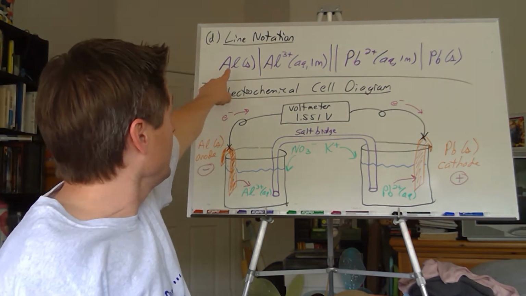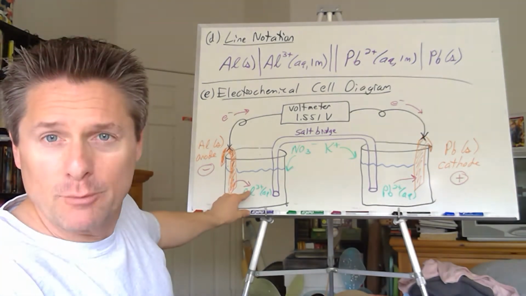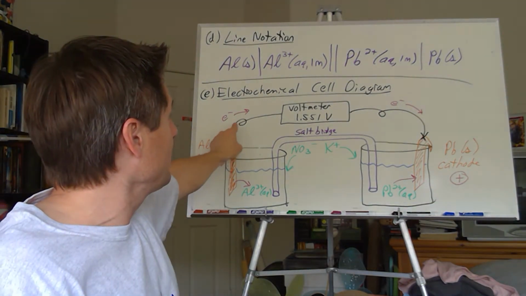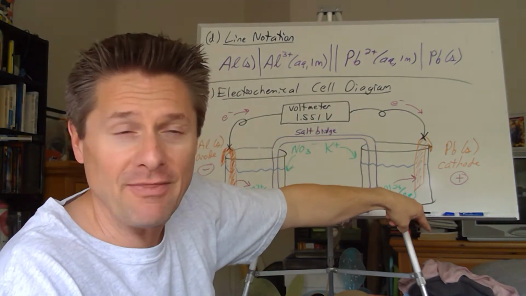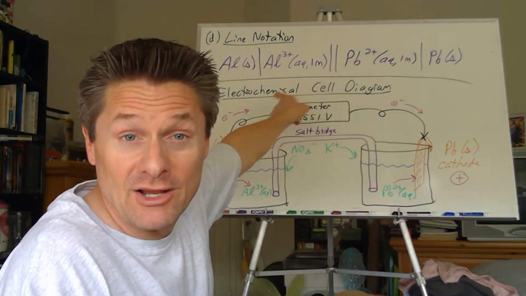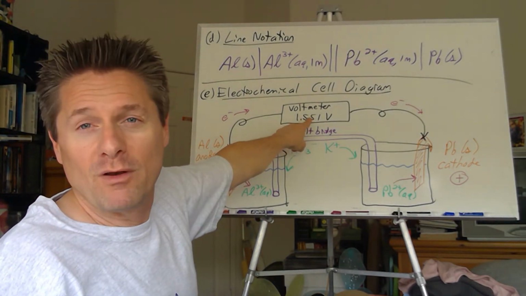So for the reaction, the aluminum is becoming aluminum +3. So I got the arrow pointing from the solid aluminum to the aluminum +3. It generates electrons. Always draw the direction of electron flow. Since it's spontaneous, it goes anode to cathode. If it was negative, the electrons would flow the other way spontaneously, right? We got the 1.551 volts there.